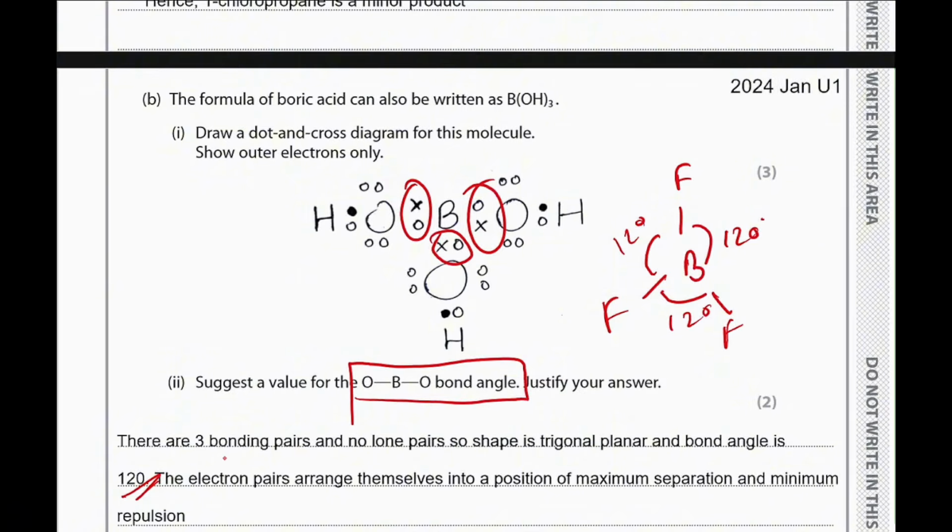And why 120 degrees? Because the electron pairs always try to arrange themselves in such a way so that maximum separation and minimum repulsion is experienced between them. And to produce a trigonal planar, so that they can experience minimum repulsion between them, a bond angle of 120 degrees is necessary.